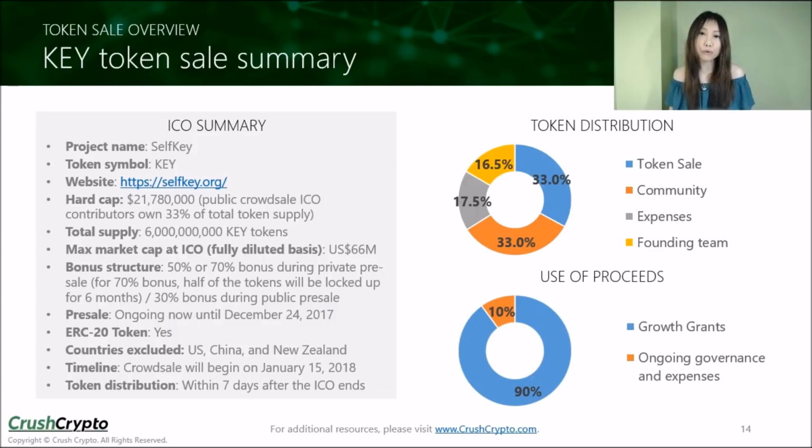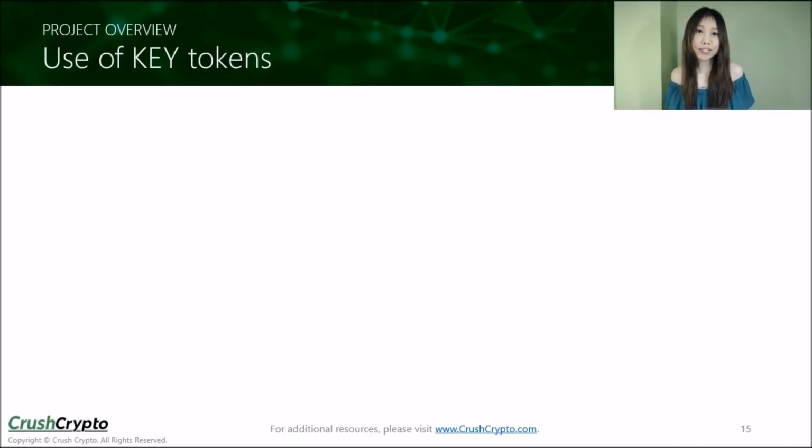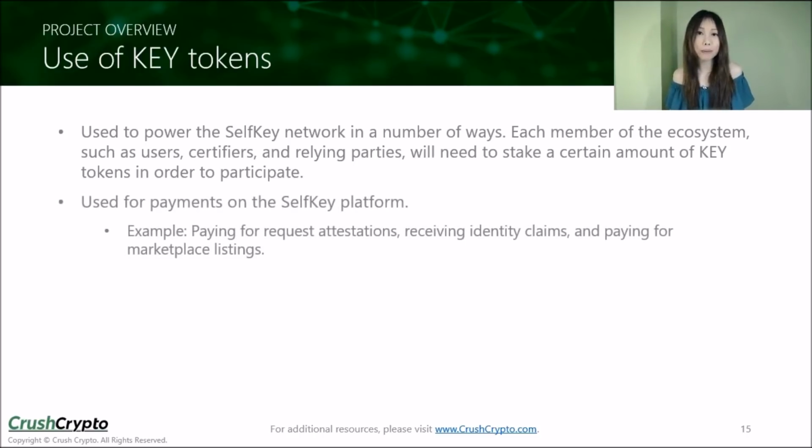90% will be used for growth grants, and the remainder will cover ongoing governance, legal support, and operational expenses. So what are the use cases for the key tokens? The tokens are used to power the SelfKey network in various ways. Users, certifiers, and relying parties all need to stake a certain amount of tokens in order to participate in the network. The tokens are also used for payments on the platform, such as paying for request attestations or marketplace listings.